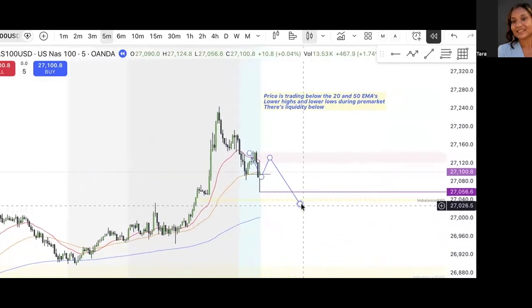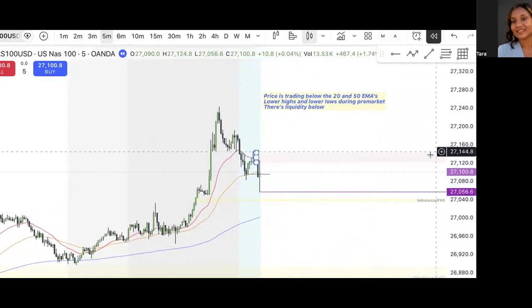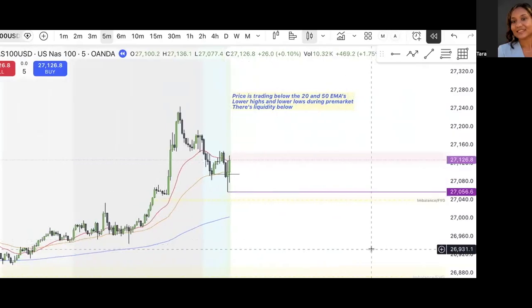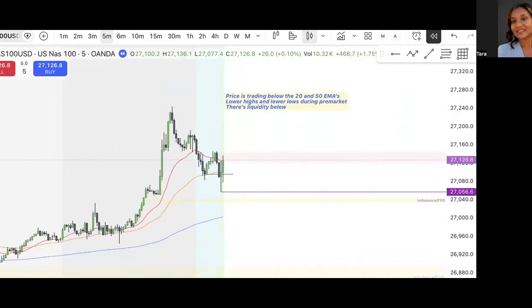All right, and so that's what we're looking for. So we'll see if that occurs. We see that price makes its way back up into the supply zone, but we don't enter yet. Now we're going to wait for a sell signal. And our sell signal is either an engulfing candle or a 3-bar reversal.